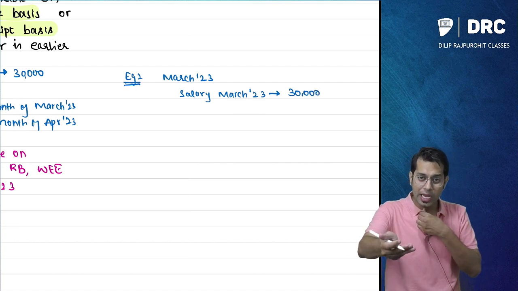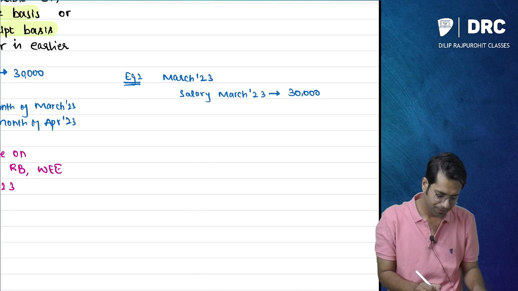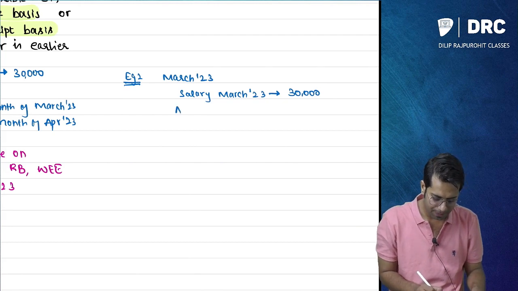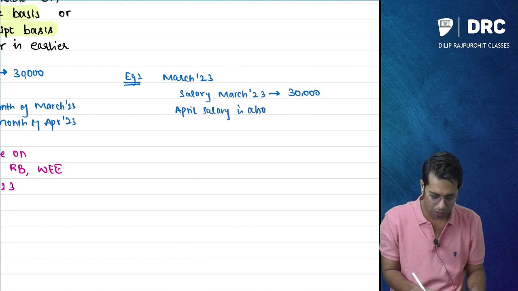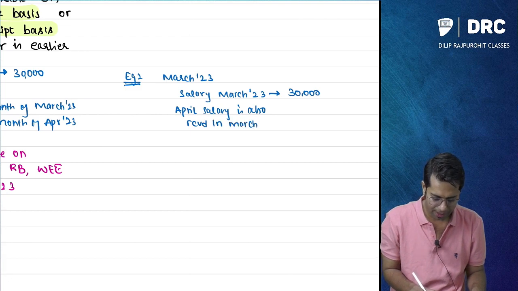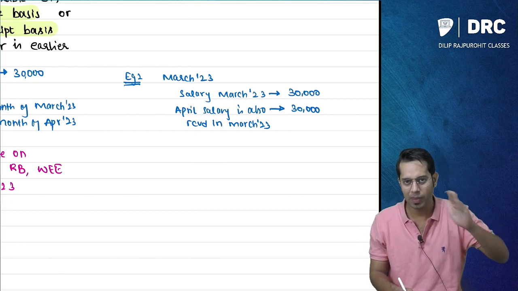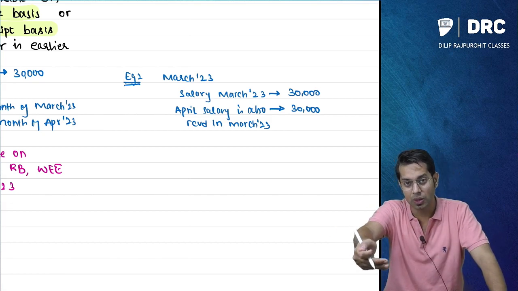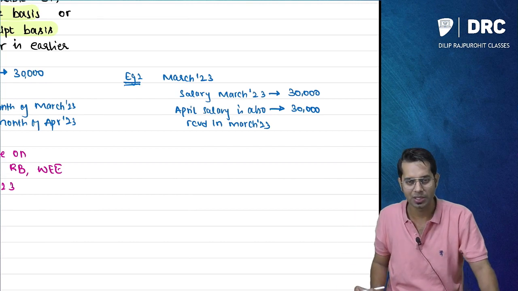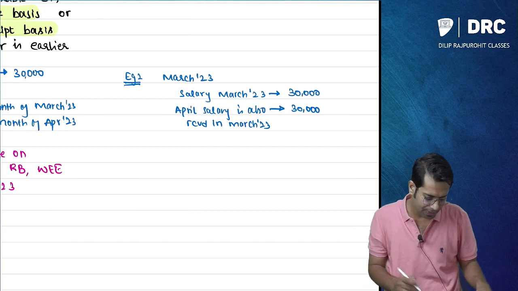And also April month's salary I have taken. April salary is also received in March 23. So in March 23 I have received the salary for the month of March, and for the month of April also the salary is received in the month of March. April month salary is also received by me in the month of March.